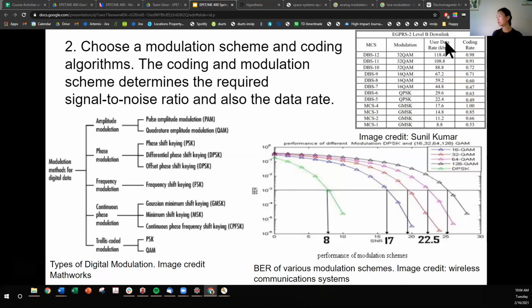And then here we have a table of how the different modulation schemes affect your data rate, where the 32 QAM, quadrature amplitude modulation, gets you the highest data rate, and GMSK, or Gaussian minimum shift keying, has the lowest data rate.